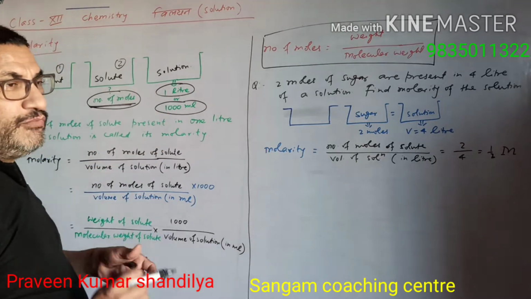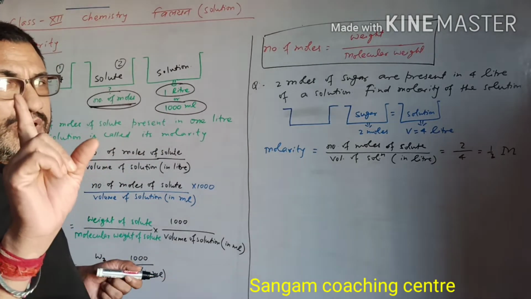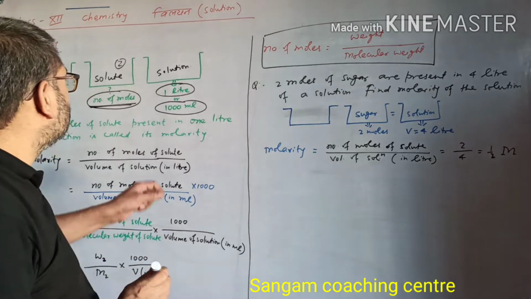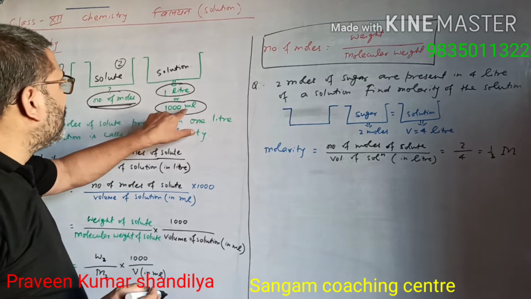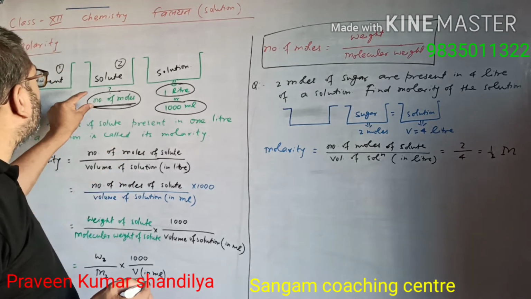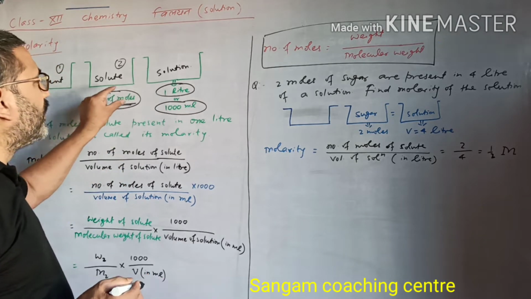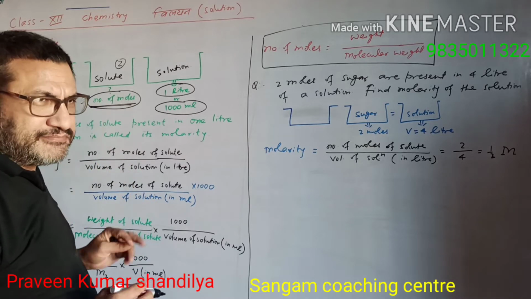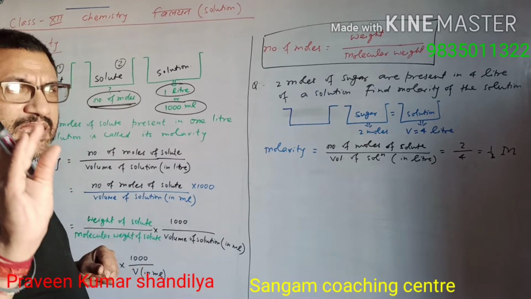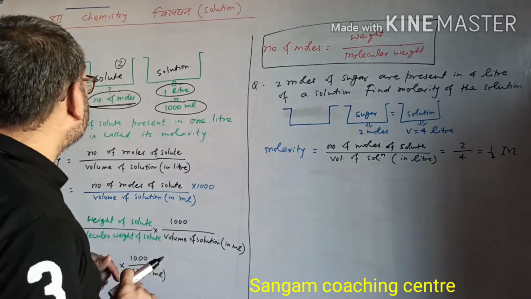Think of it like this: today we have 1000 rupees. In 1000 rupees, in 1000 ml, how many moles? That is my question. I have a simple question.